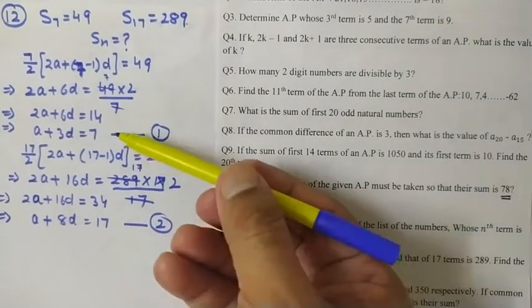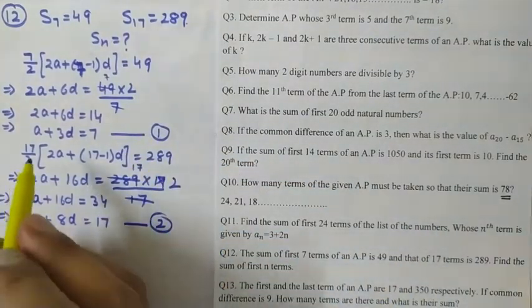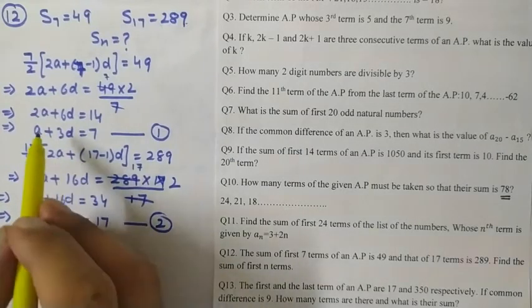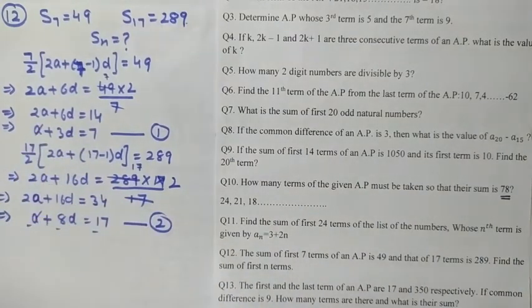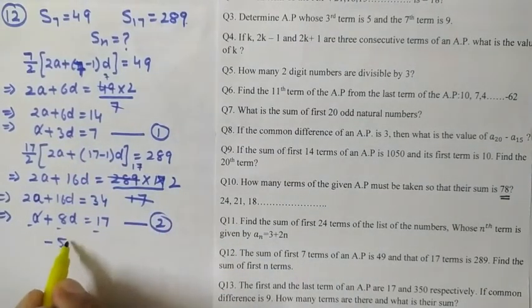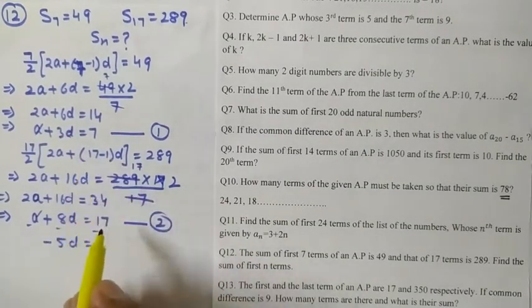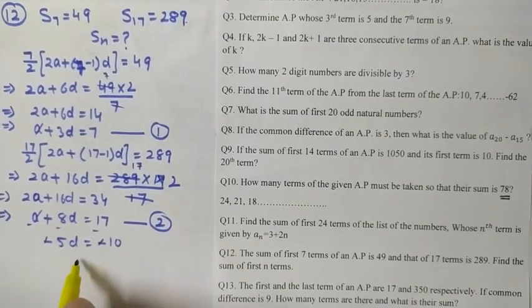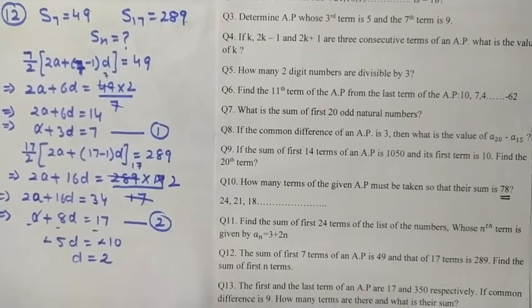So we can solve the first and second equations. Simply subtract the second equation from the first. So a and a will be cancelled. What is left? 3d minus 8d, that is minus 5d, is equal to 7 minus 17, that is minus 10. So minus minus cancelled. So d comes 2, since 10 over 5 is 2.